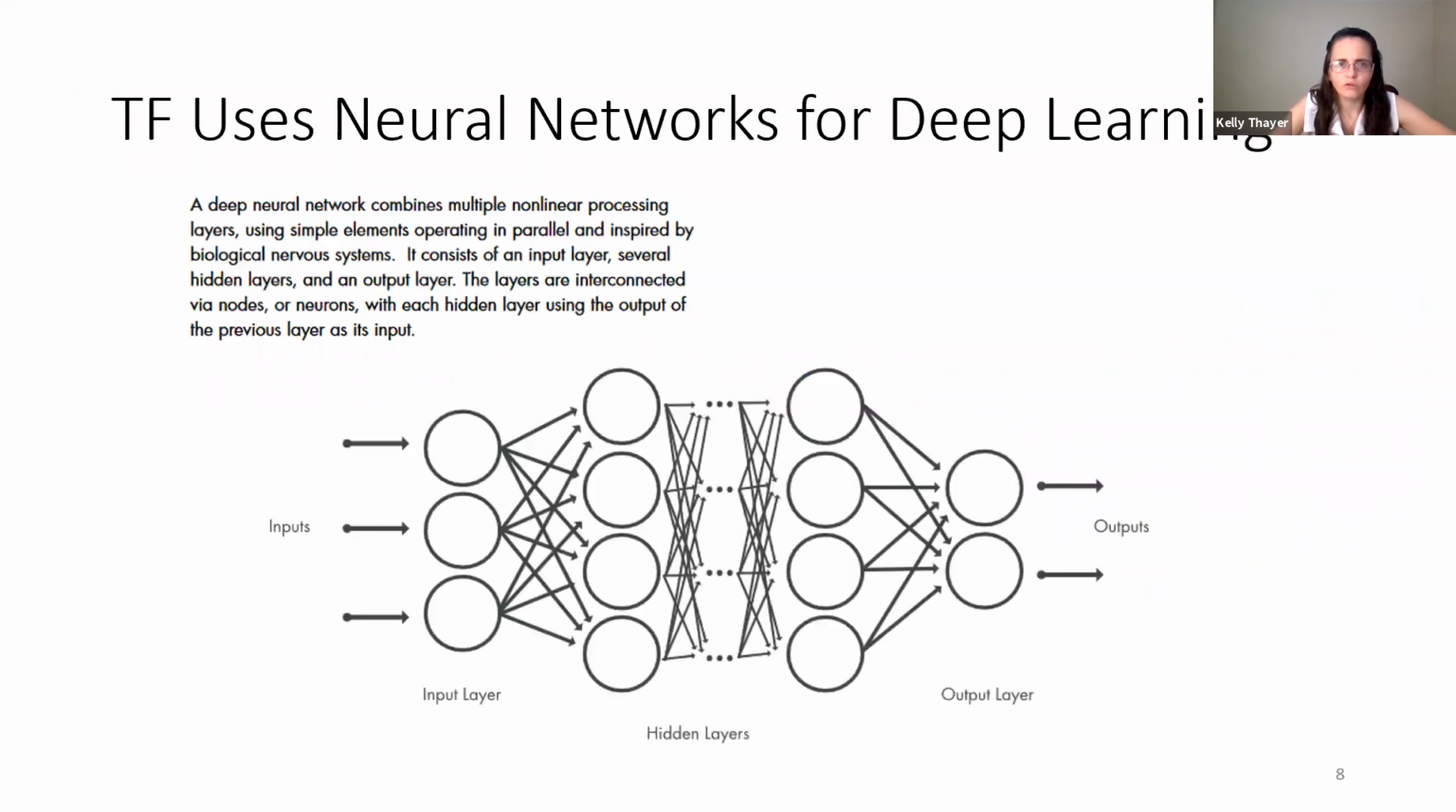So TensorFlow is going to use neural networks for deep learning, so I thought it would be useful for us to take a moment to look at how neural networks work. Here we have a deep neural network, which is the typical kind. What this is referring to is the layers. Let's take a look at this diagram to understand what this is.